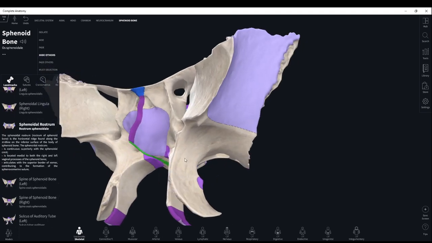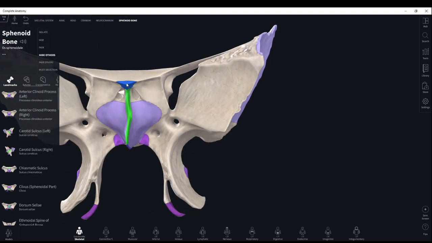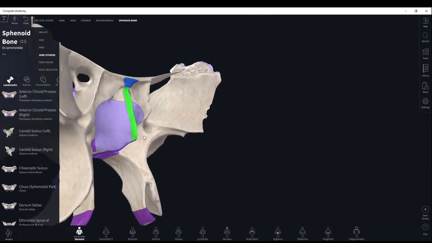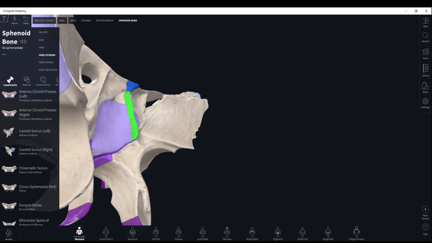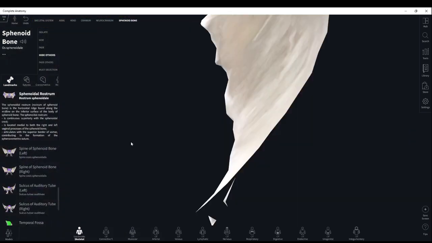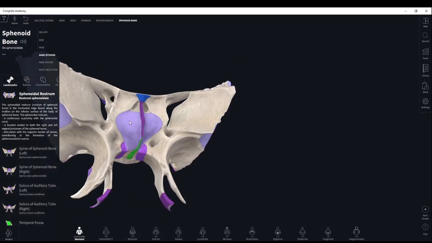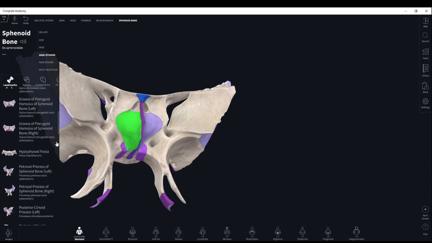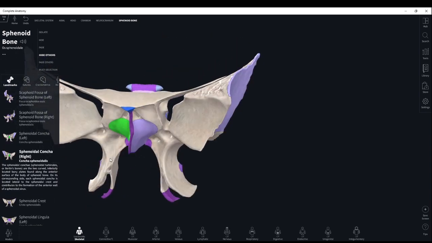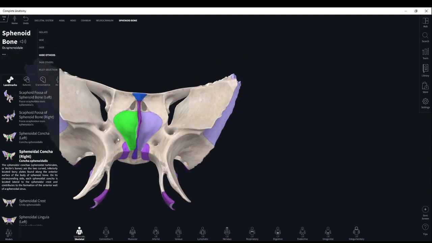Yes, there is the rostrum of the sphenoidal bone. The crest starts from the ethmoidal spine, continues through the whole anterior surface of the body, and ends in the rostrum of the sphenoidal bone. By the sides of this rostrum, we can see the sphenoidal concha, which forms one of the conchas of the nasal cavity.